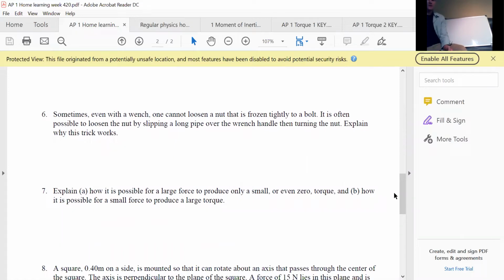All right, so number 6 says, sometimes even with a wrench, one cannot loosen a nut that is frozen tightly to a bolt. It is often possible to loosen the nut by slipping a long pipe over the wrench handle and turning the nut. Explain why this trick works. Well, it works for the same reason that if you've ever changed a tire, the tire iron that you use has those long arms to it. And the reason it has those long arms to it, let me actually do a stop share here.